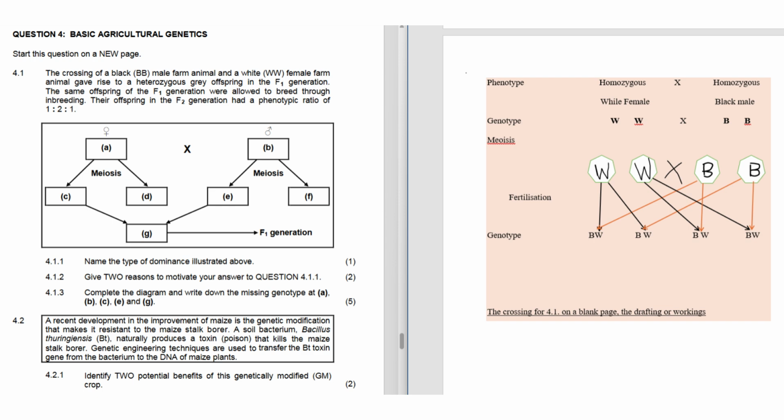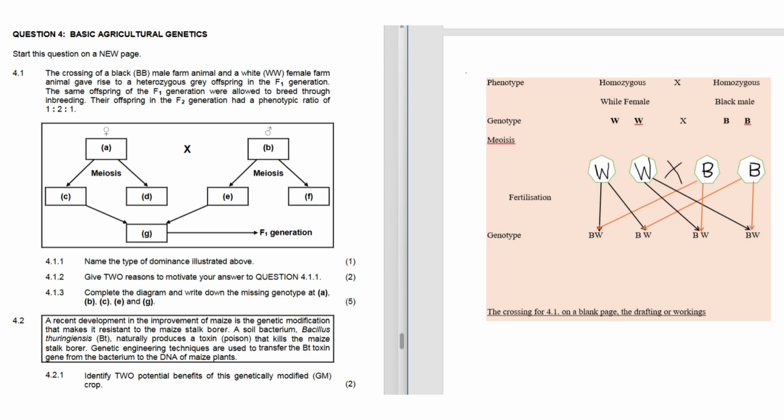C is equal to W, D is equal to W, E is equal to B, F is equal to B. Then G, let me work out G.